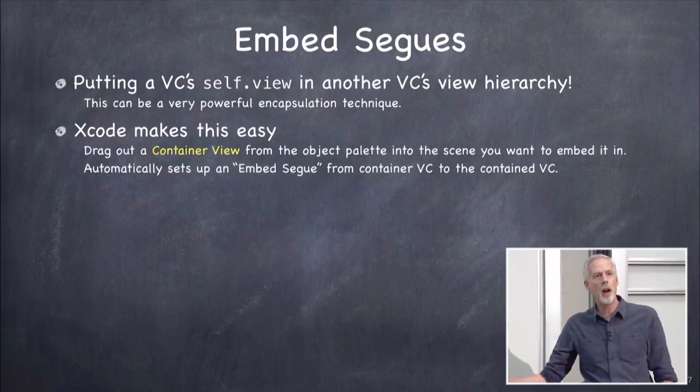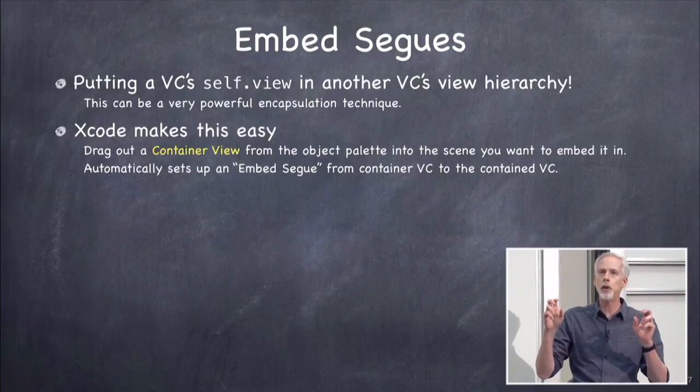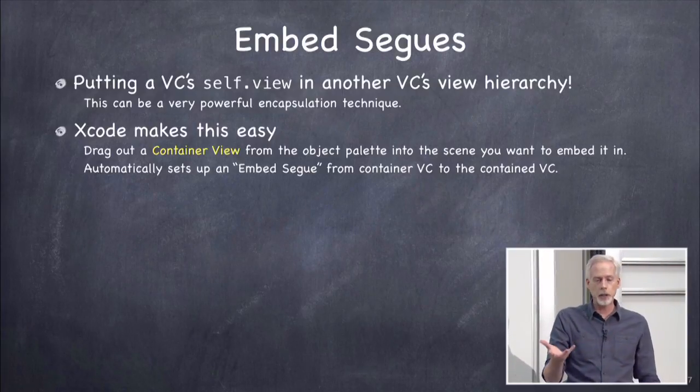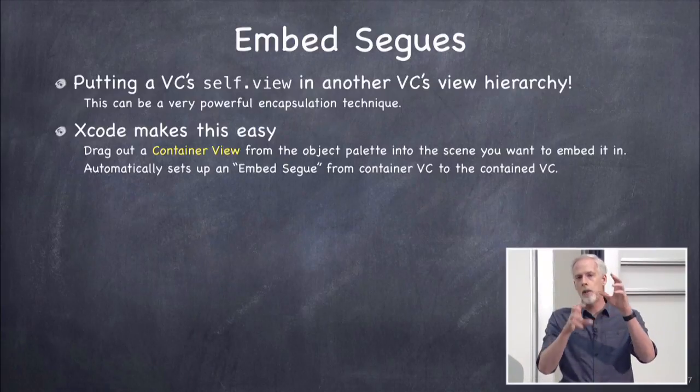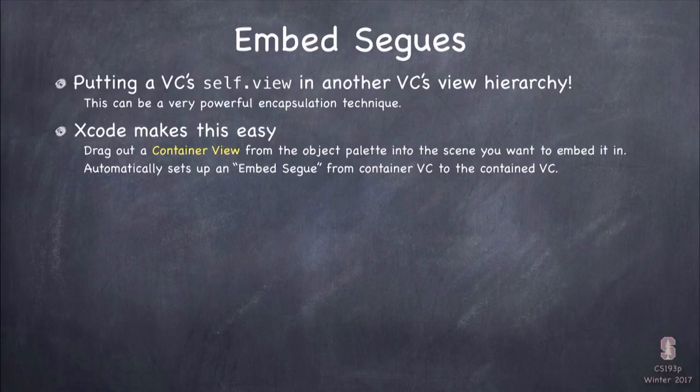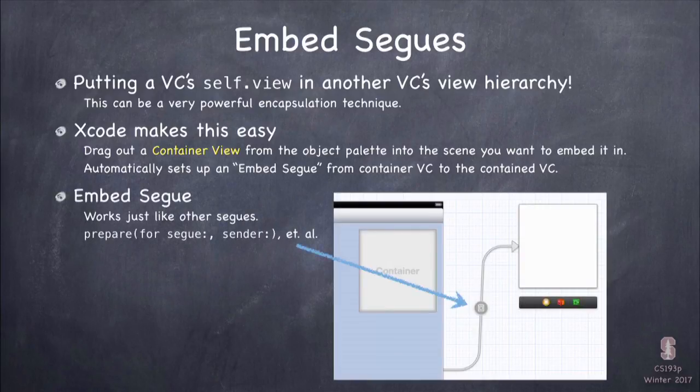You're just going to go down to your object palette and look for container view and drag that container view out. It looks just like a view. You're going to put auto layout on it, whatever you want, and its self.view is going to appear embedded in the view hierarchy of the thing you dragged it into. It's really quite a normal segue. It seems weird because it's like you're embedding this thing, but it's a fairly normal segue in there. You can name it. You get prepare. You get to do prepare for segue and all that stuff.